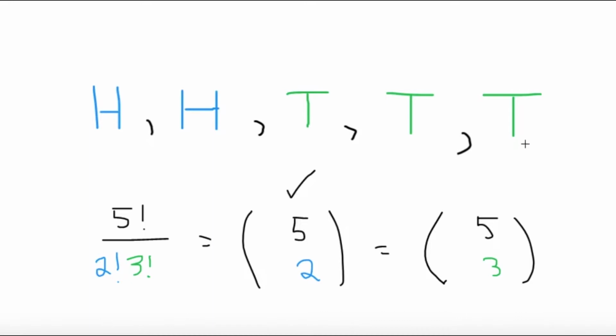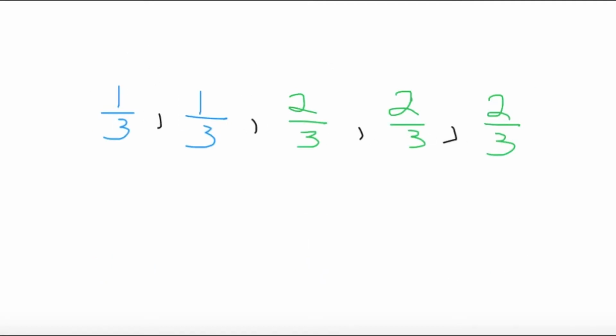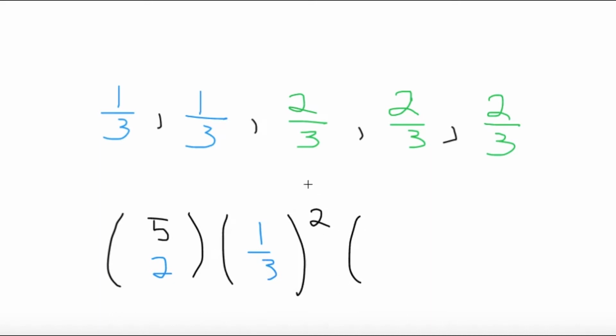Now we convert these into the respective probabilities. Since we know heads have a probability of 1/3, it makes sense for us to say that the other side, tails, would have a probability of 2/3. So we convert H and T to 1/3 and 2/3 respectively. Now take note, we have the factor 5 choose 2. We can use 5 choose 2 or 5 choose 3, it doesn't really matter. And we have these 5 probabilities. We know that there are 2 heads, so we have 1/3 raised to 2 over here. And then to account for the 3 tails, we have 2/3 raised to the 3rd power.